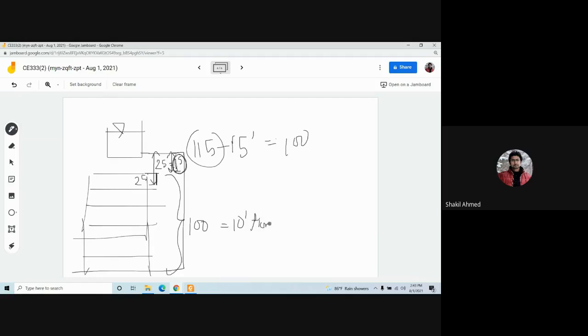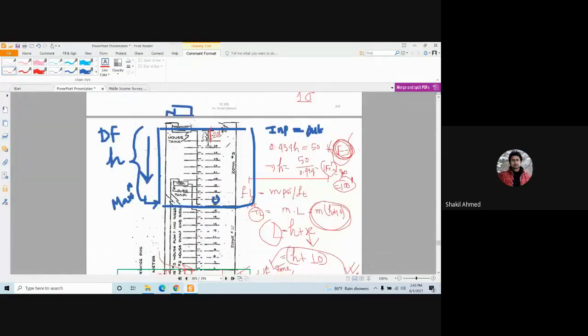10 floors. So 25, let's say from the 16th floor to the 25th floor: 16, 17, 18, 19, 20, 21, 22, 23, 24, 25. How many floors? 10 floors. Clear? Yes, sir. Okay. So this is your first downfeed zone.